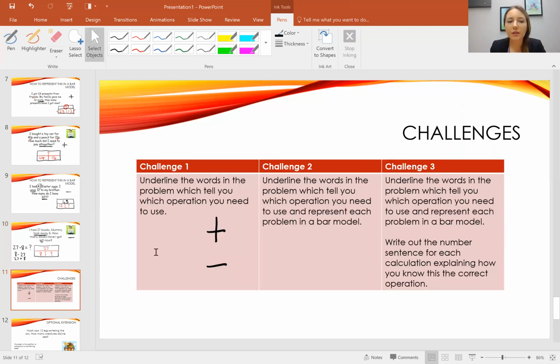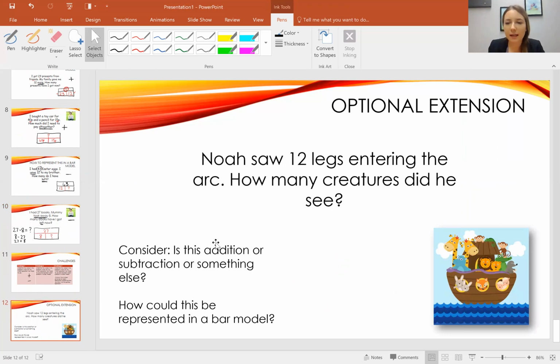Once you've finished your challenge, if you'd like to have a go at the optional extension, here it is. Noah saw 12 legs entering the ark. So Noah's ark, he saw 12 legs entering. How many creatures did he see? So I want you to think about with this, is it addition, is it subtraction, or could it be something else? How could this be represented in a bar model? So that's going to give you lots of opportunities to think about how you could represent that problem in a bar model.